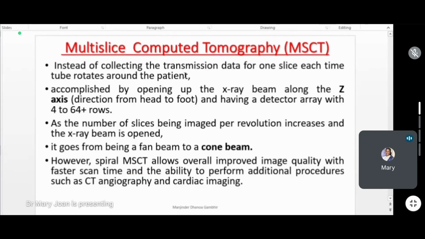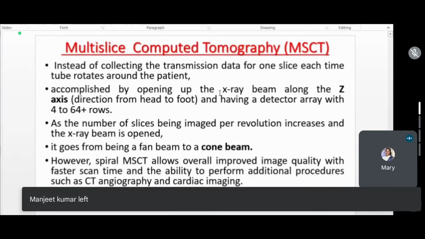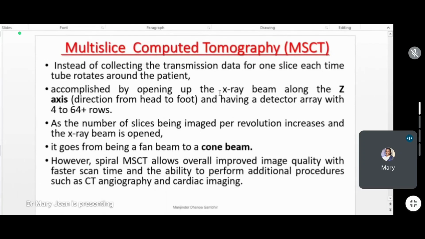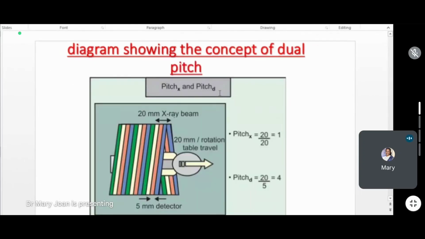So instead of collecting the transmission data for one slice each time the tube rotates around the patient, this is accomplished by opening up the X-ray beam along the Z-axis, and the number of slices imaged per revolution increases. The X-ray beam goes from being a fan beam to a cone beam. Spiral MSCT allows overall improved image quality with faster scan time and the ability to perform additional procedures.